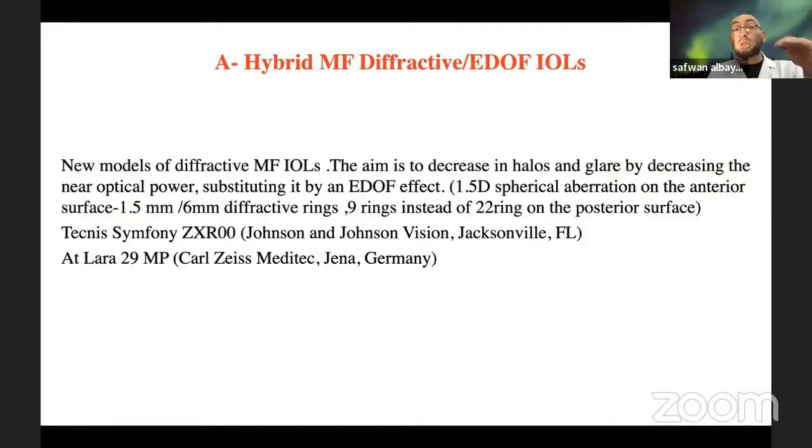So hybrid multifocal diffractive, as I said, the rings will be reduced, and instead of this reduction in the rings, we are adding the negative spherical aberration in the center that equals 1.5. So by 1.5 diopter required for the rings, like for example Symphony, they reduced from 22 rings to 9 rings, and by this they reduced the photopsia and the starburst, but still we are affecting the near vision by it.